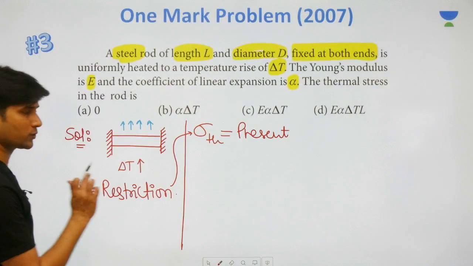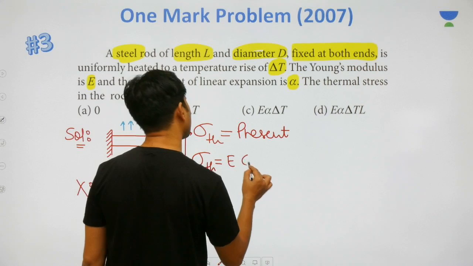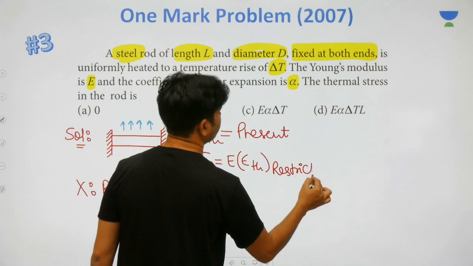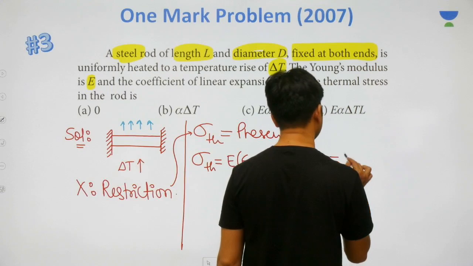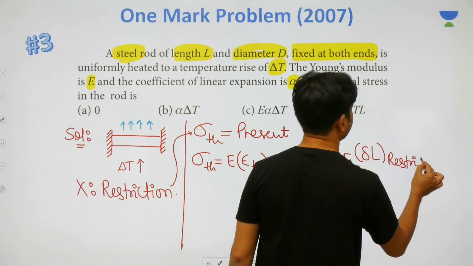How do you calculate it? You calculate it using Hooke's law. But whenever you are using Hooke's law, be careful. Only consider that strain which is representing the restricted strain. And restricted strain is going to be what? Restricted strain is going to be restricted expansion divided by original length.